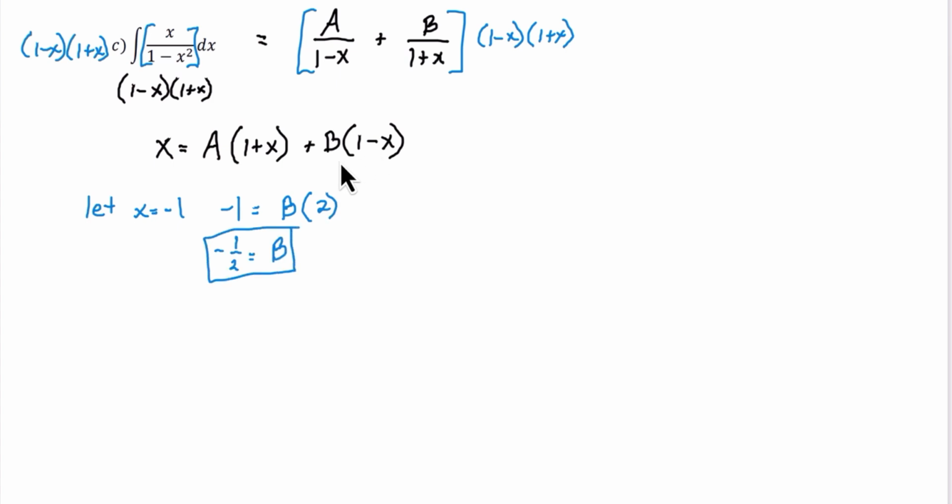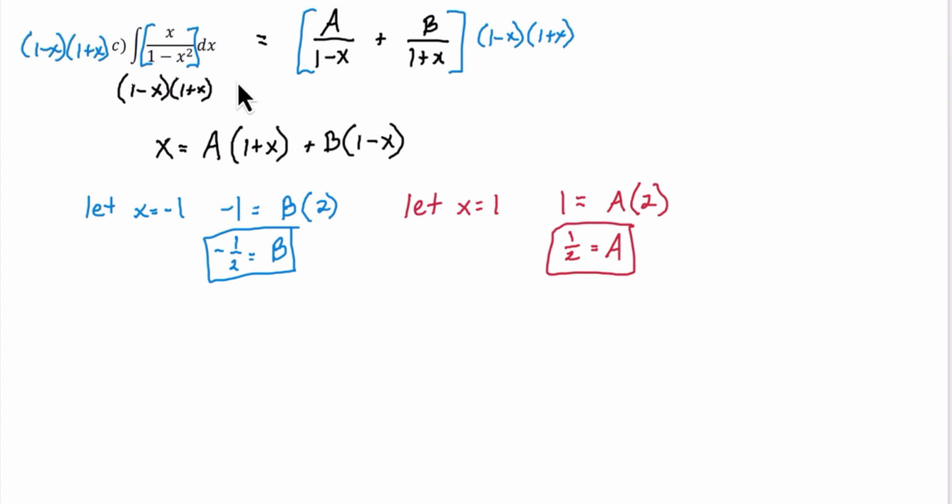We can do a similar thing. We can choose another clever value for x. Notice if this x is 1, this factor goes to 0, which means the term goes away. Let's let x be 1. And now rewrite the equation. We have 1 equals a times 1 plus 1 is 2. And then again, if we make this 1, this term goes to 0. So a, if we divide by 2 on both sides, is 1/2.